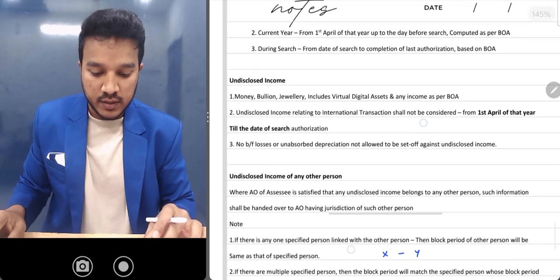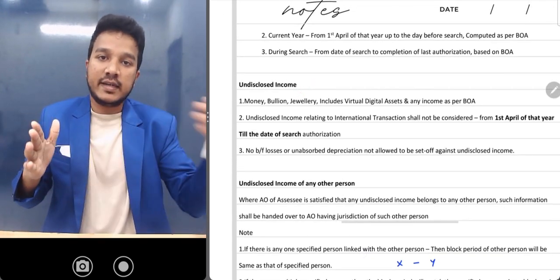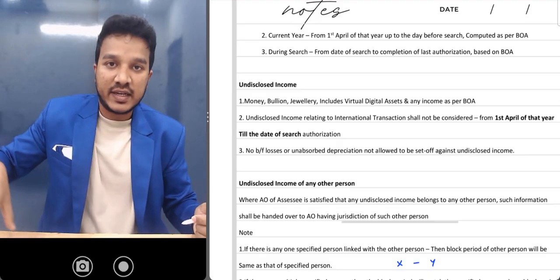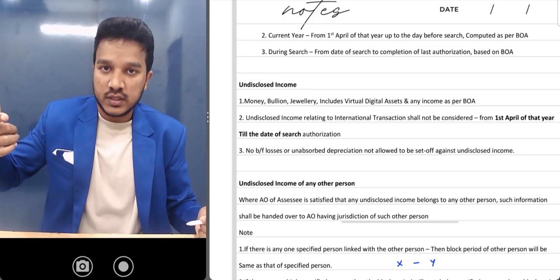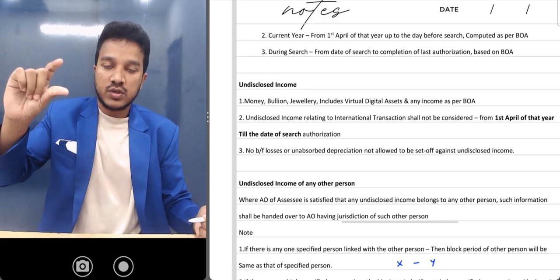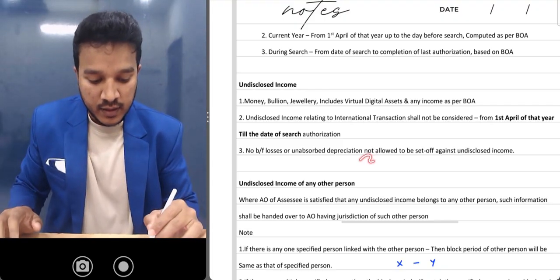Very important. And then against undisclosed income, I've already told you that you will not get any deduction. You will not get any set off of losses. If you are having any losses in the previous years, you cannot set off that against your undisclosed income, and you cannot set off any unabsorbed depreciation also. Whatever your undisclosed income is, you have to pay a flat 60% tax rate on that. Simple. So this part is also done.